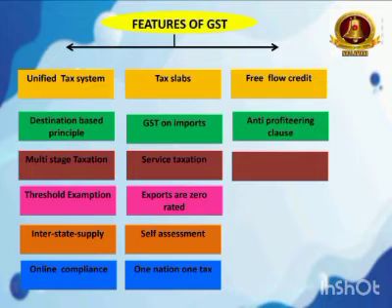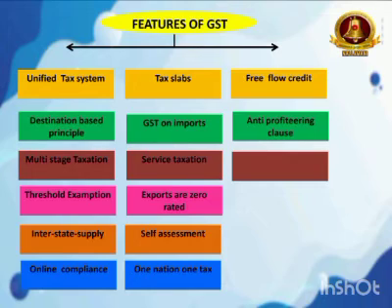7th point, interstate supply. An integrated GST, IGST, would be levied on interstate supply of goods or services. This GST will be collected by the center. The eighth one is online compliance. GST compliance involves filing returns and maintaining records on online platforms, increasing transparency and reducing paperwork.